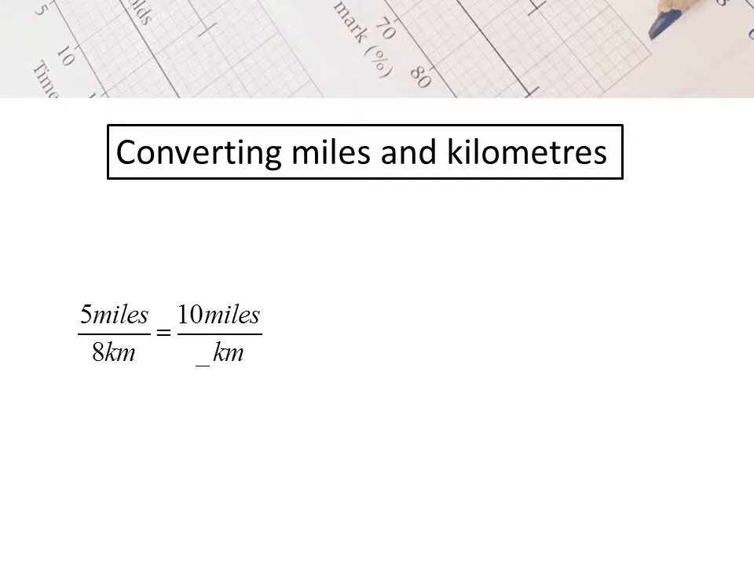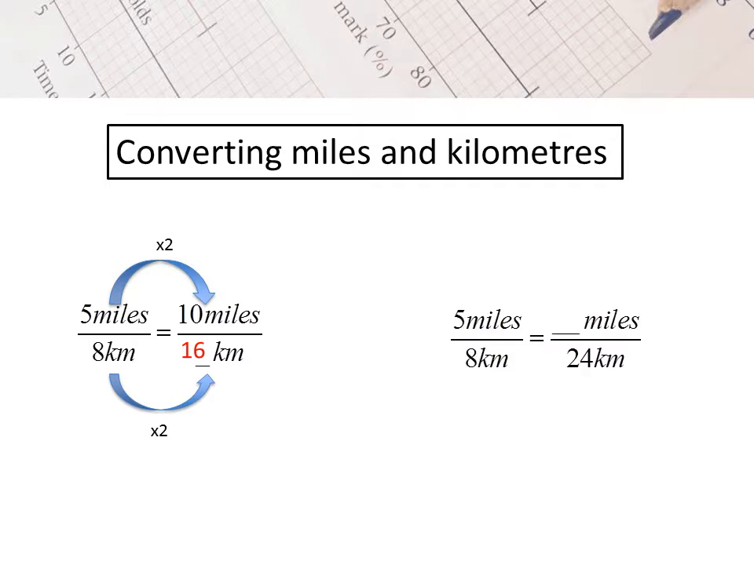Then I look at the 5 and I look at the 10 and I have to think, how did I get from 5 to 10? If you multiply the 5 by 2, you get to 10. Then you take your 2 and you multiply by 8, and that's how you find the answer. So it means that 10 miles are equivalent to 16 kilometers.